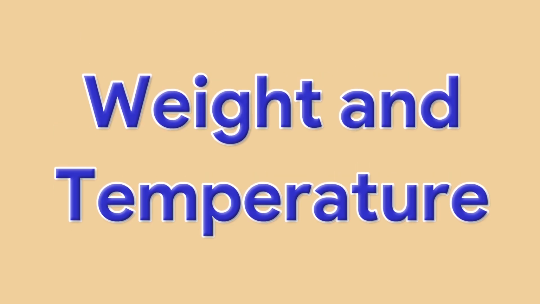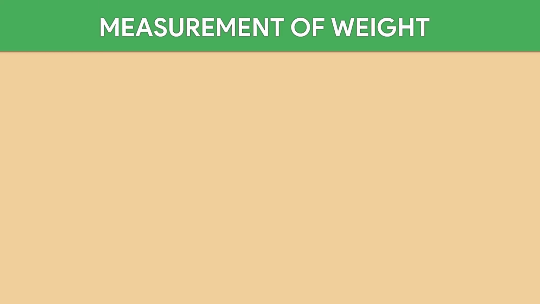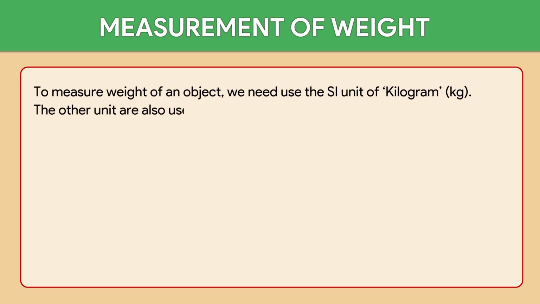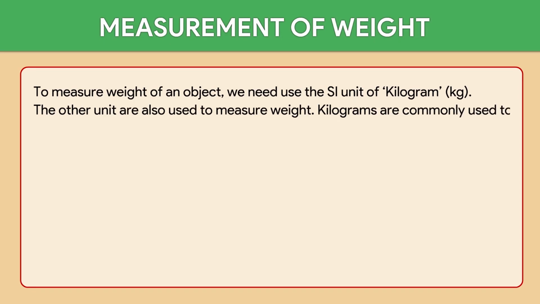Weight and temperature. Measurement of weight. To measure the weight of an object, we use the unit of kilogram, kg. Other units are also used to measure weight. Kilograms are commonly used to measure the weight of objects.